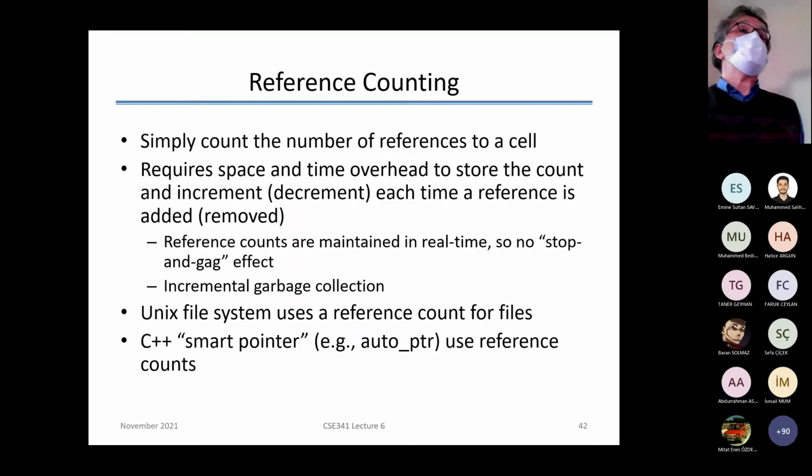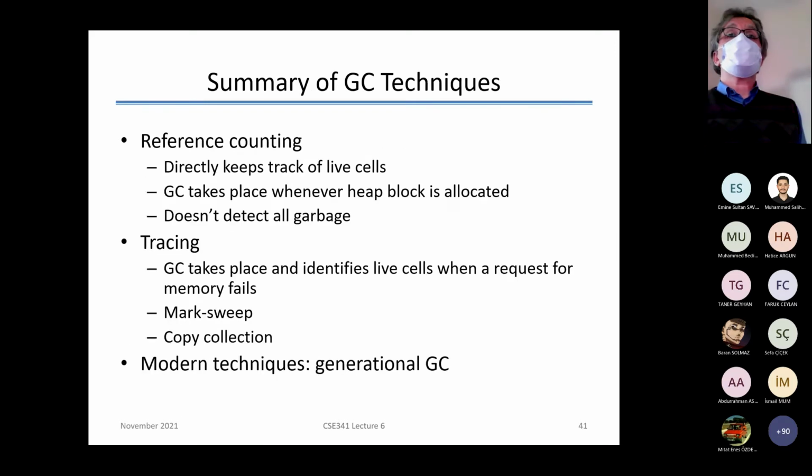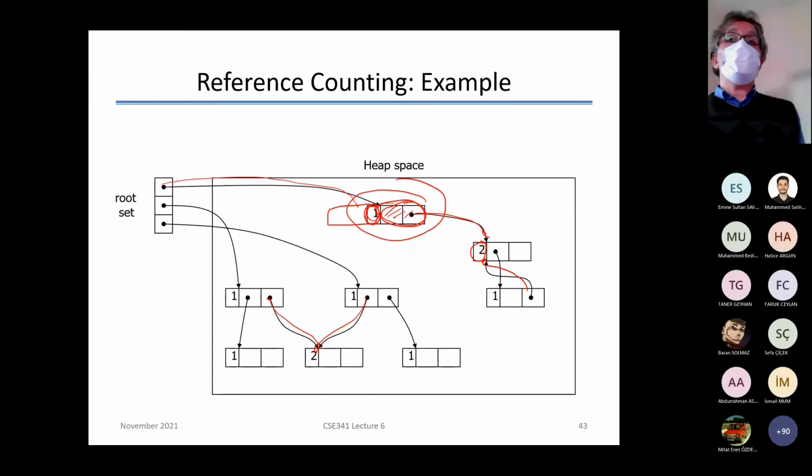You require some space. And what happens is that when you add a reference to this thing, you increment it by 1. So if I have another, let's say, if this guy somehow breaks this one and goes here, so this will go to 2 and this will go to 0.